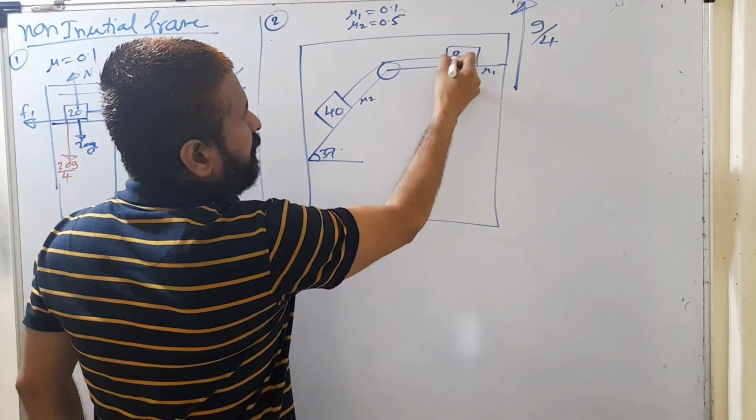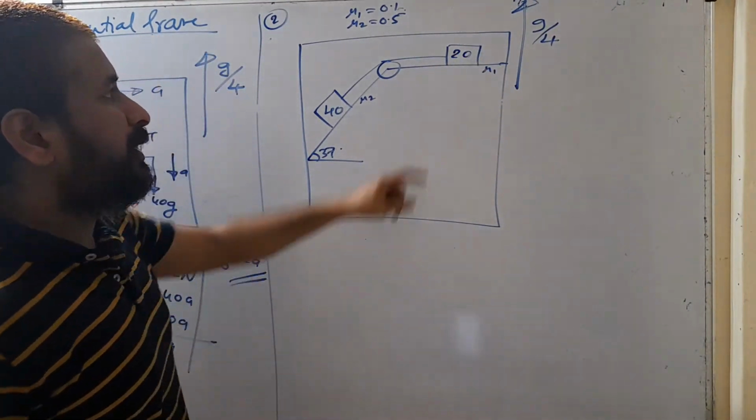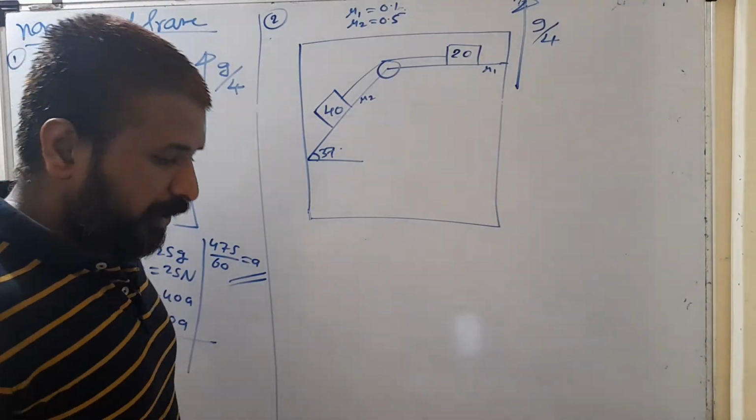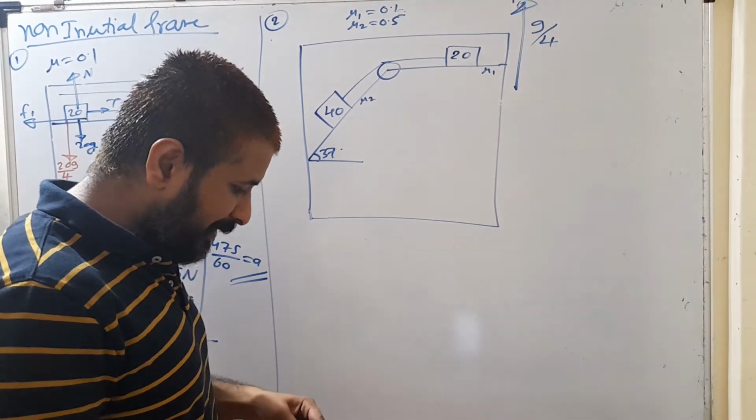इसके मास को मैं चेंज कर दे रहा हूँ, इसको मैं 20 दे रहा हूँ. Clear? This block is of mass 20, this block is of mass 40. This frame is accelerated with g by 4. So whenever a frame is accelerated, it is a non-inertial frame.